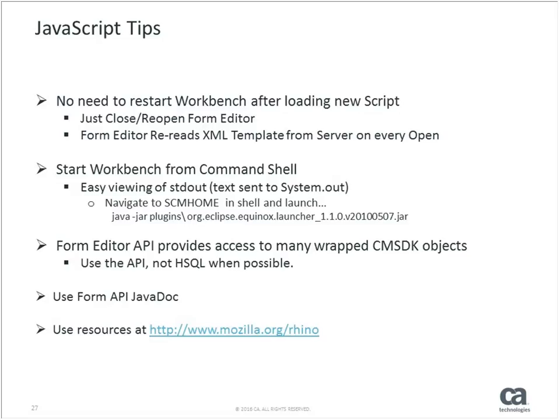The workbench can be launched in another way: navigate to the plugins folder. You will find an Equinox launcher file. Just run the java -jar command with that particular jar as an input, and the workbench will be launched. These are a couple of links which would give more information on the Rhino script engine which we use for the workbench.